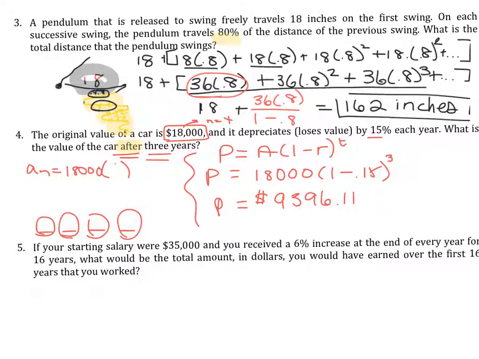So it would be N minus 1. And then my R, remember, we have to take 100% and subtract it since it's depreciating. So R is actually 0.85. So then I would plug in 18,000 times 0.85 to the 4 minus 1, which is 0.85 to the 3rd power times 18,000.